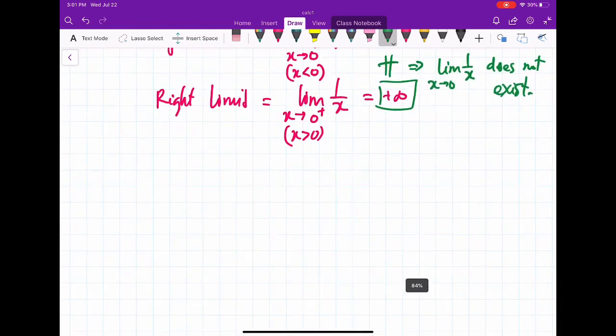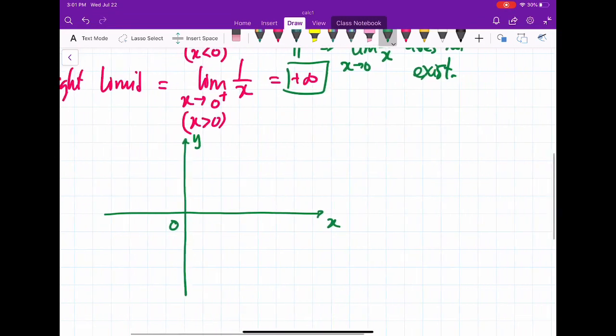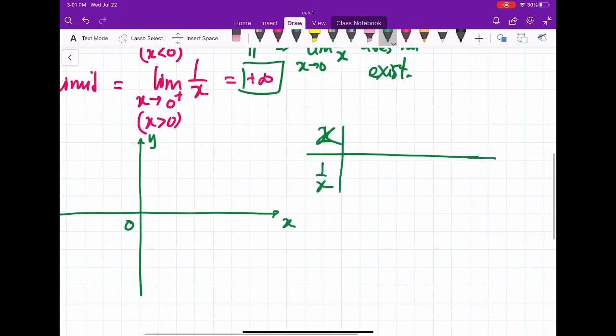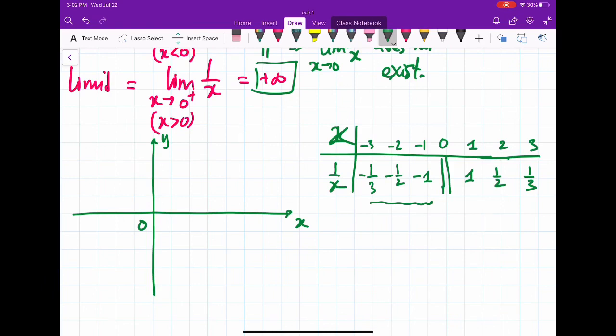I think we already sketched the graph of this function, right? But let's repeat that again. X in here, 0, and y in here. So you may give a sequence of values. I have x right here, and then 1 over x in here. So we may write 0, 1, 2, 3, or negative 1, negative 2, negative 3. So you have negative 1/3, negative 1/2, negative 1, 0. The function is not defined. You have 1, 1/2, and 1/3. So basically, the graph of the function has two parts, and they are symmetric with respect to the origin. You see, they are symmetric. Negative 1, 1, negative 1/2, 1/2, and then if you consider 3 and 3, and so on. They are symmetric with respect to the origin.